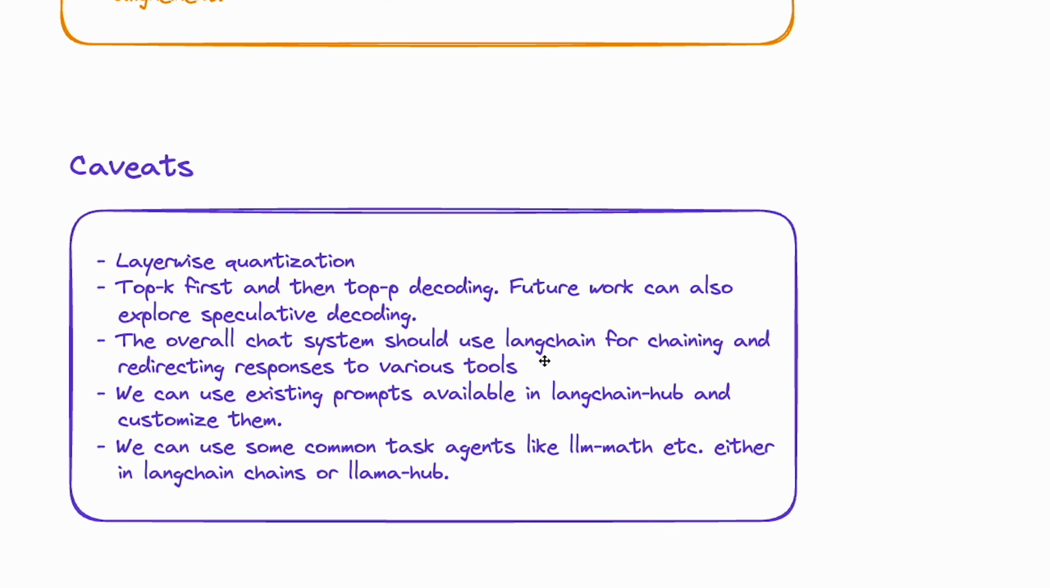The overall chat system should use LangChain for chaining and redirecting responses to various tools. For example, we have a React service. How do we redirect the response from the React service to the SQL agent or to a Docstore agent? We can use LangChain for that. We can also use existing prompt templates which are provided in the LangChain hub, and we can customize them as per our use case. At last, we can also use common task agents like the math agent, which is LLM math, or some general question answering agent, and these types of common task agents can be found in Llama hub, and you can directly use them as they are.